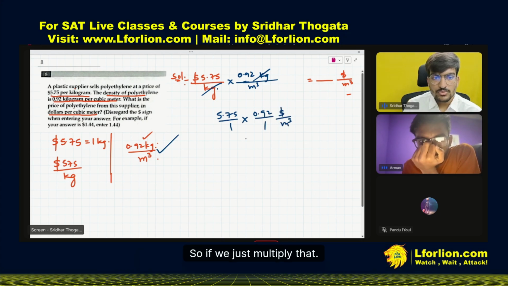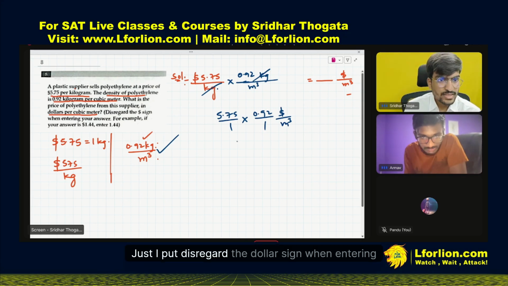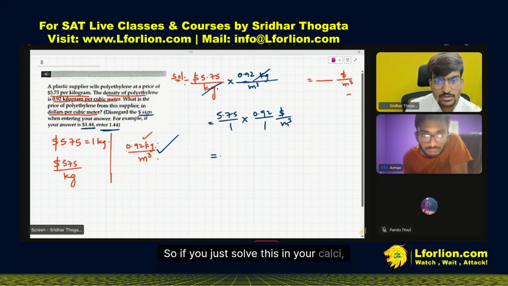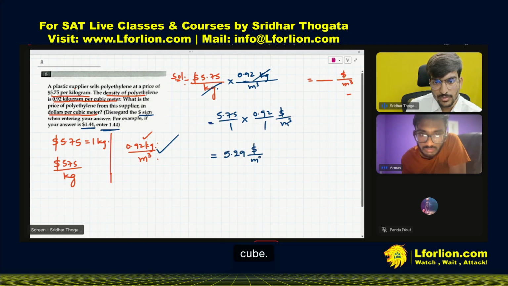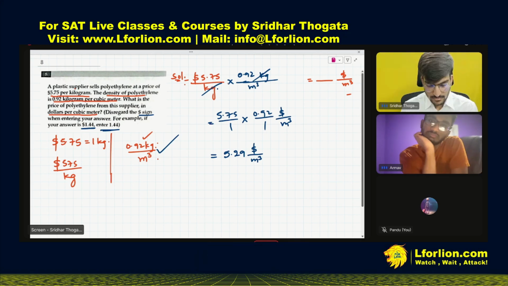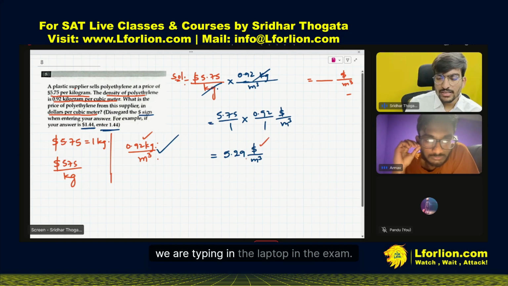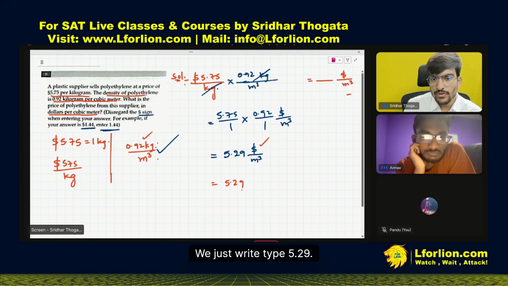So that will be 5.75 by 1 into 0.92 by 1 dollar per meter cube. If we just multiply that, tell me what's the answer. Disregard the dollar sign when entering your value. For example, if your answer is $1.44, enter 1.44. So if you solve this on your calculator, you're going to get 5.29 dollar per meter cube. Have you got the same? Then we won't use the dollar sign when typing on the laptop in the exam. We just type 5.29.